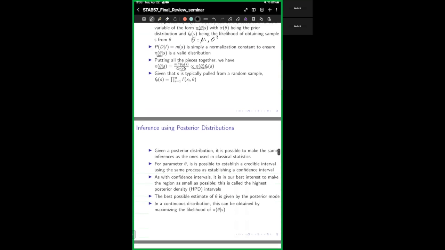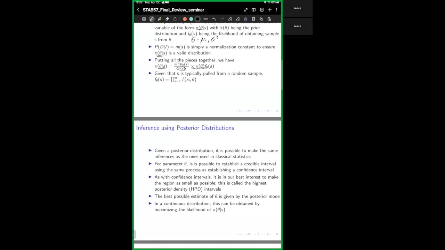Given a posterior distribution, it is possible to make the same inferences as the ones used in classical statistics, like the maximum likelihood estimate, as well as establishing confidence intervals. In this case, they're called credible intervals, as well as maybe using maximum a posteriori estimation.